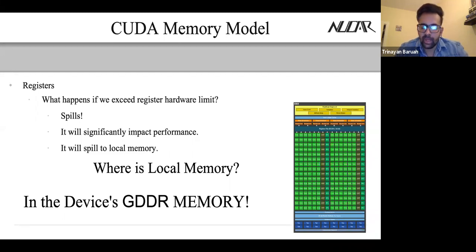Try to keep them at a minimum. For example, there's no point in storing intermediate computations. You can have a single statement wherever it's possible. So ideally, you don't want register spills to happen, because you can imagine if each thread has to load the variables for computation from global memory, it's going to be extremely slow.